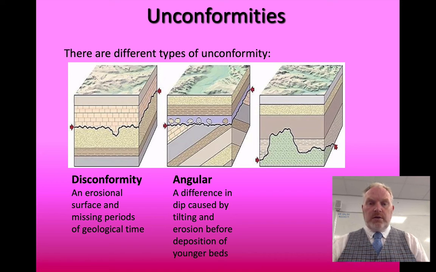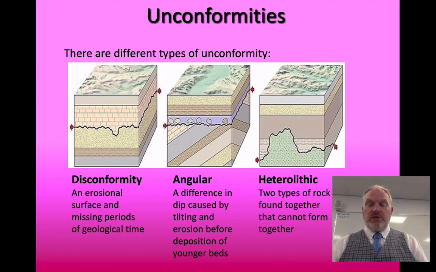The final example we have here is what's called a heterolithic unconformity. This is where you have two rocks that are found together that can't form together. So you might have a metamorphic rock like a schist, for example, with unmetamorphosed sediments sitting directly on top of it. Or it could be something like a granite, again with sediments sitting on top of the granite that haven't been metamorphosed.